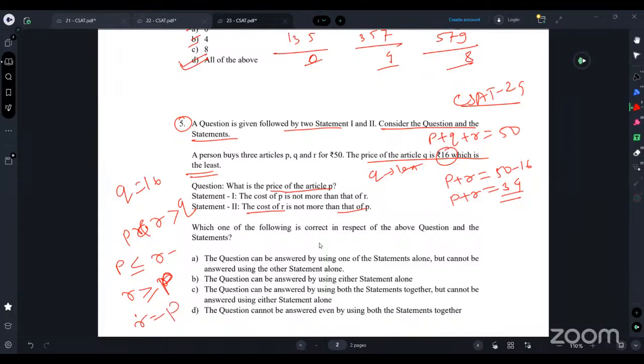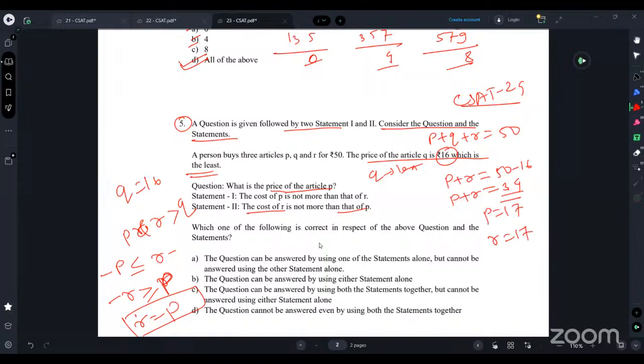R will be equal to P, right? R will be equal to P. So the value of both will become 17, and the value of R will also become 17, right? 34 is the total price. So if we combine these 2 statements, P is less than or equal to R and R is greater than or equal to P. So you will get R equal to P, right?